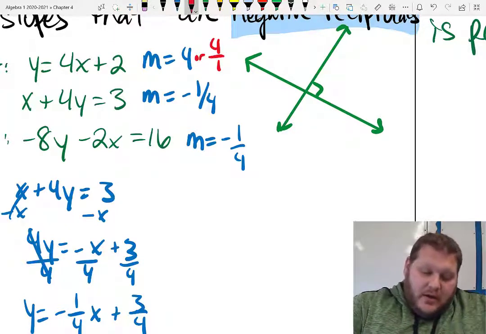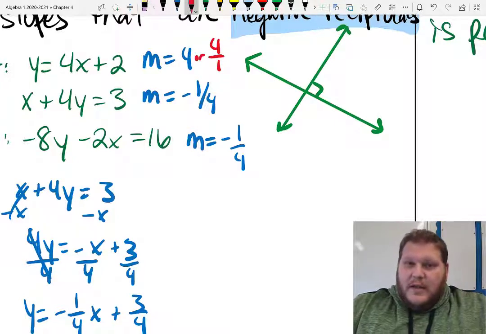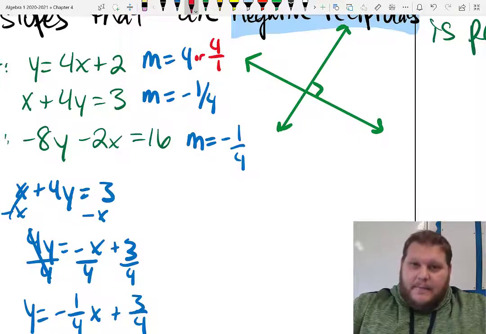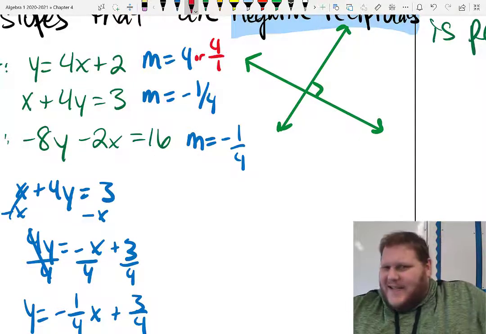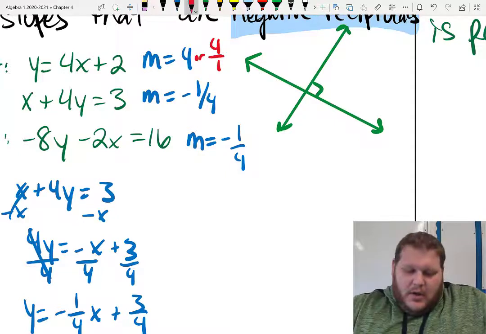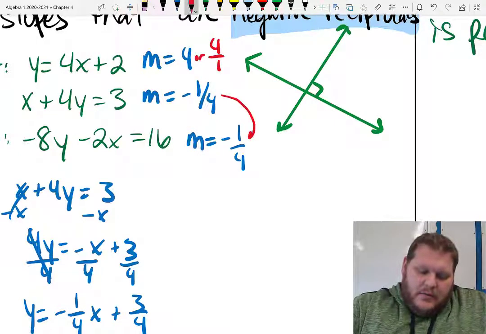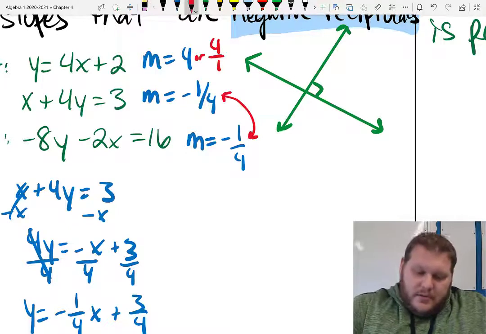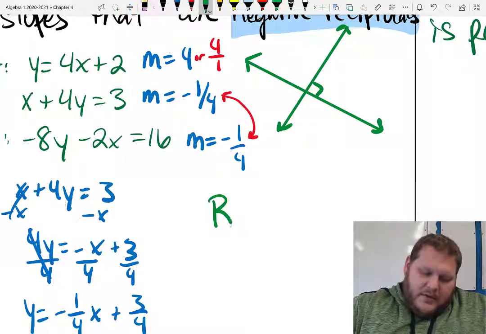So we see here that line A, with positive 4 over 1, is perpendicular to both line B and line C. And in this case, it doesn't ask us to, but we can also conclude that, since these two have the same slope, lines B and C are parallel to each other. So we'll go ahead and make those conclusions.